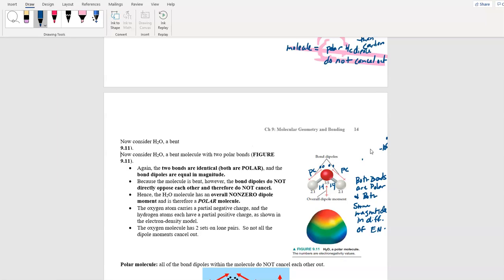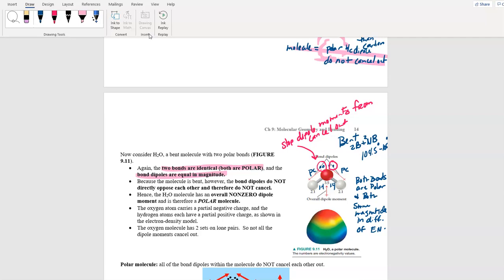Well, if you notice this one right here, it's going towards the oxygen, and this one over here is also going towards the oxygen. So they're both going to the oxygen, and they're both identical because they're both polar. So two bonds that are identical, they're polar, and the polarities are equal in magnitude. Okay, we said that. Because the molecule is bent, here's the problem. See these guys on the top right there? Lone pairs, they will stop the dipole moments from canceling. They will not cancel out, okay?